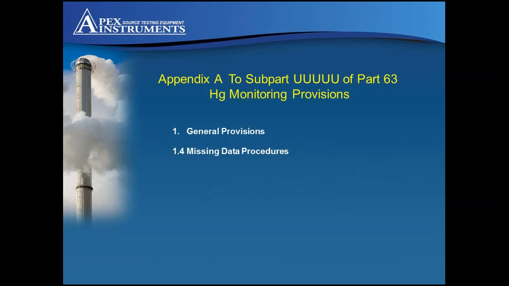Within Section 1 of Appendix A, General Provisions, Paragraph 1.4 tells us there is no need to substitute missing data, but any data not obtained is counted as an hour of downtime. If using a single sorbent trap monitoring system and this was returned to us for repair, then no monitoring would mean missing data. If the unit was repaired and returned to you, there are no immediate recertification requirements other than to meet daily, weekly QA requirements, then the next quarterly audit, and eventually to pass the next RATA test.